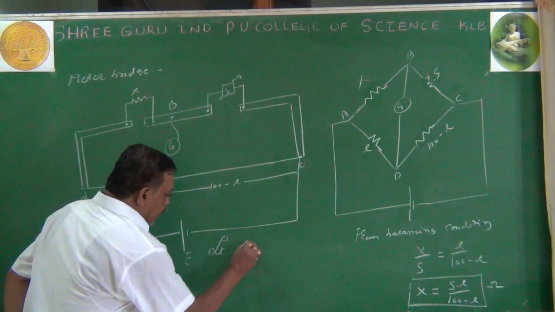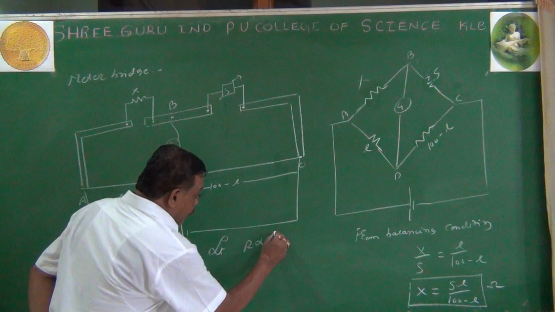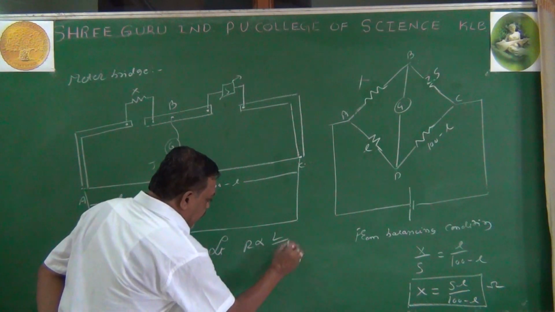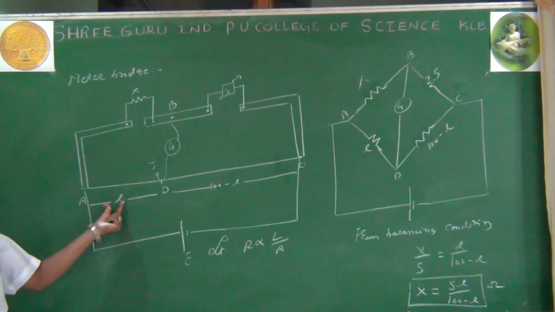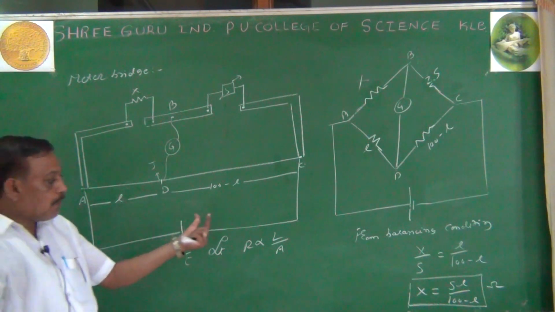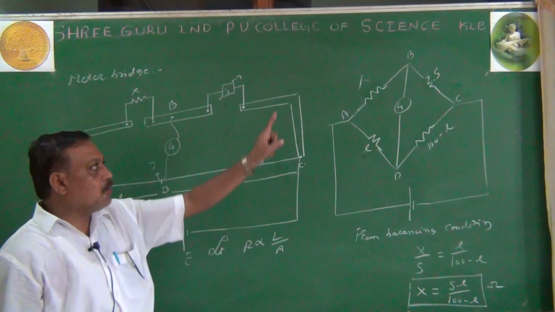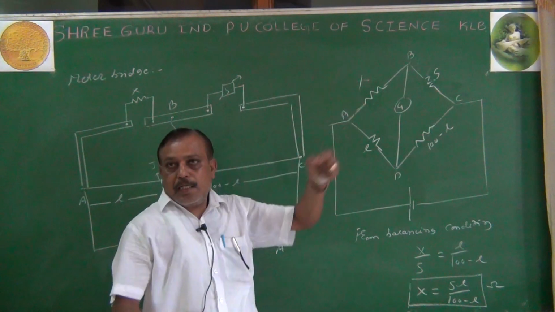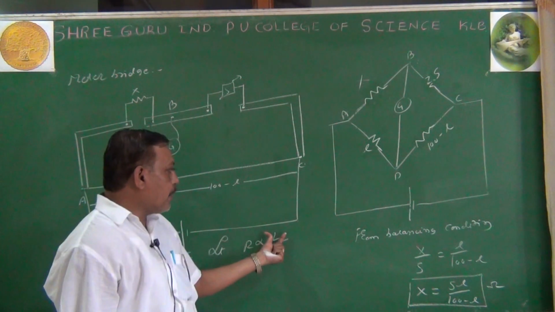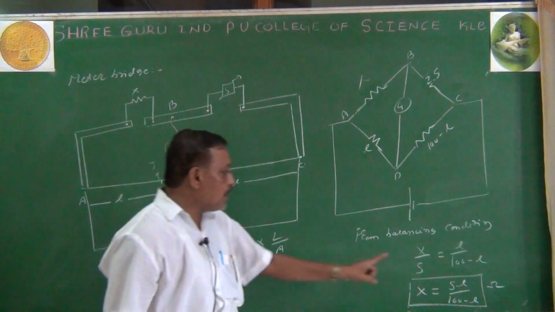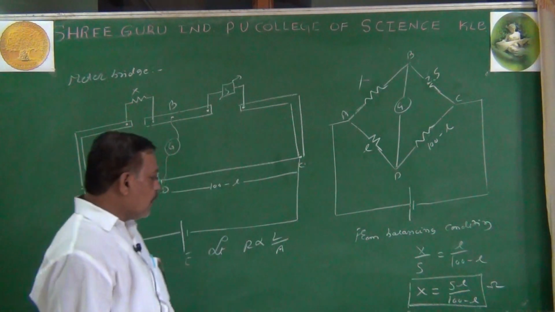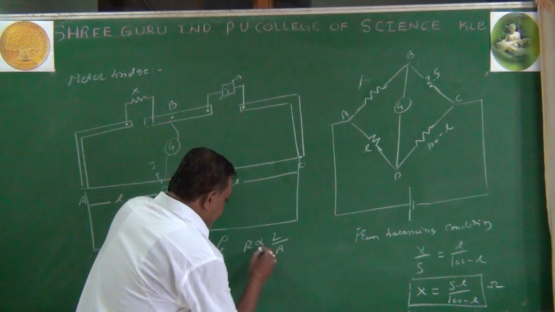R is directly proportional to L, and inversely proportional to cross-section area A. I don't take the small l, because small l is used here for the balancing length. L is nothing but the length of the wire. Capital L, don't write small l. Small l is mentioned here as the balancing length. Don't confuse them.